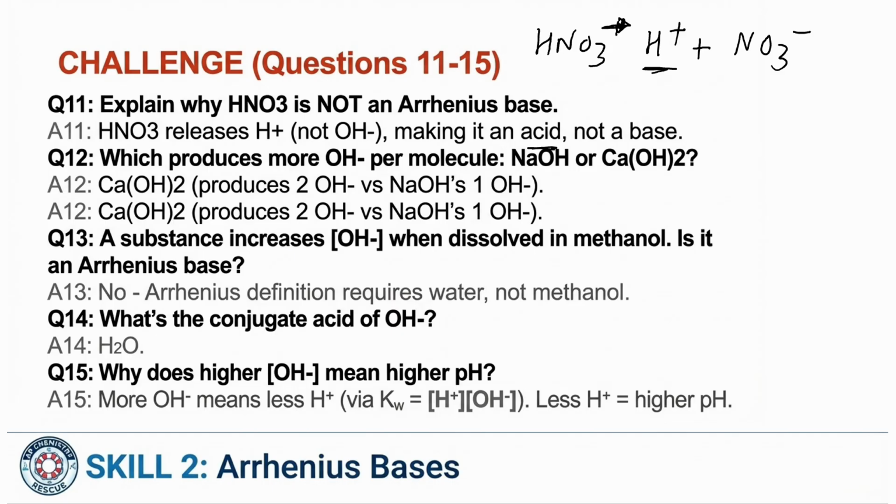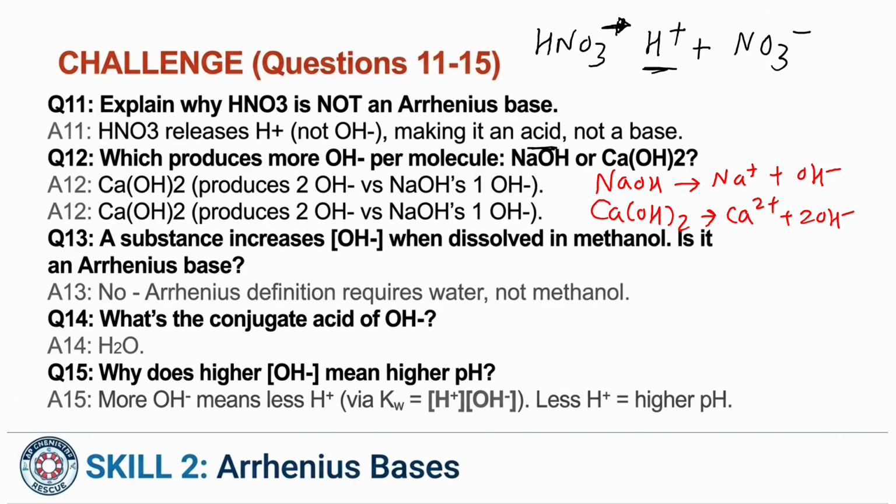Which produces more OH per molecule, NaOH or calcium hydroxide? The NaOH produces only 1. It gives you 1 Na plus and 1 OH minus according to the balance, while calcium hydroxide produces 2: calcium 2 plus and 2 OH minus. This is very important for the calculations. You must master this. If you have any issues with this one, you must go to the stoichiometry videos, but simply the ratio is 1 to 2.